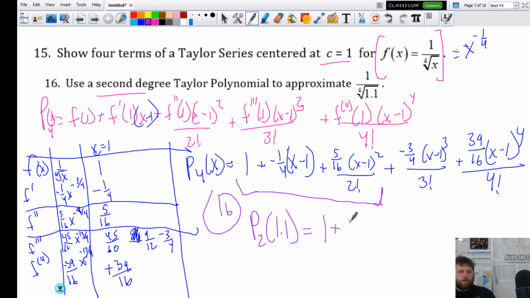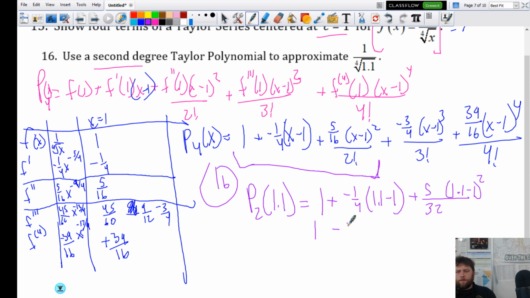That would be 1 plus negative 1/4 times 1.1 minus 1 plus 5 over 16. Watch this. 5 over 32 is correct. If you don't know why, ask me later or think about it. The 2 factorial goes there. So here's what I got for an answer, and I could plug things in. Let's see if I try to do this by hand. Oops, my picture's in the way.